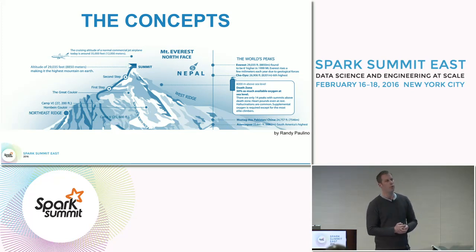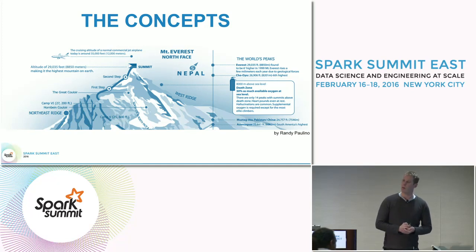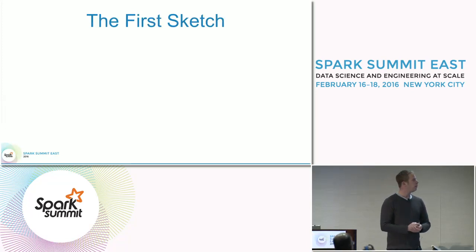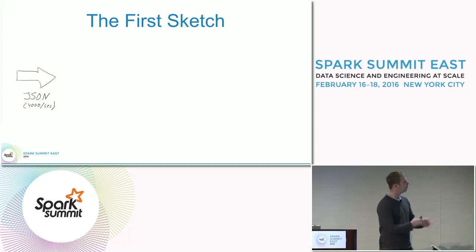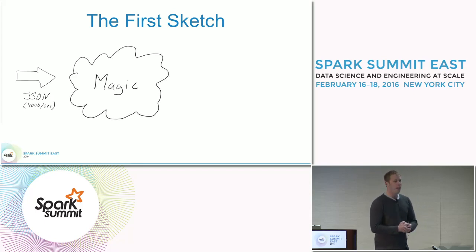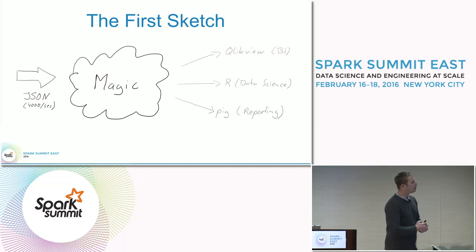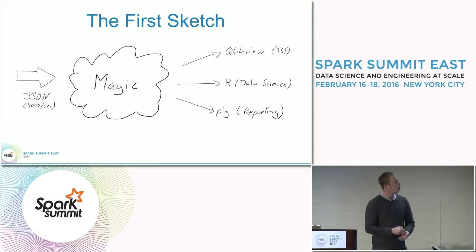I want to take you back to the 13th of March 2015 when we had our first whiteboard session. And this is the initial state of the whiteboard. Of course, it's empty. I asked the customer to sketch the solution he wants, and he said, okay, at the very beginning there is the JSON stream, about 4,000 events per second, web tracking, ad tracking, and so on. And then magic happens. And the outcome of this magic should be business intelligence analytics with QlikView, R for data science and automation rules, and Pig for reporting and dashboards.